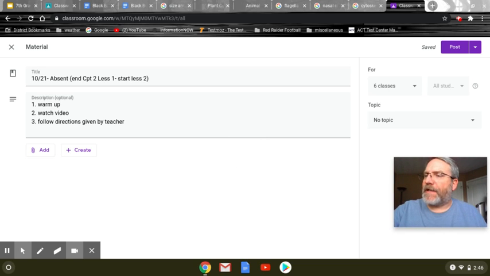It is Wednesday, October the 21st, and we are continuing with Chapter 2 in the Black Book. We've been talking about cells and cell processes. Today we're going to delve into what is in cells. We're starting to get into the structures that are inside of cells.